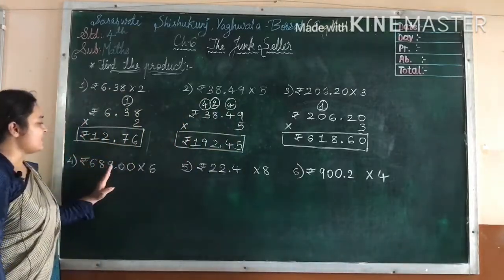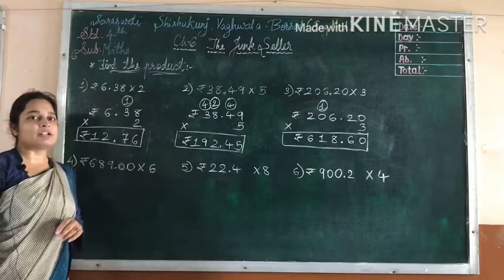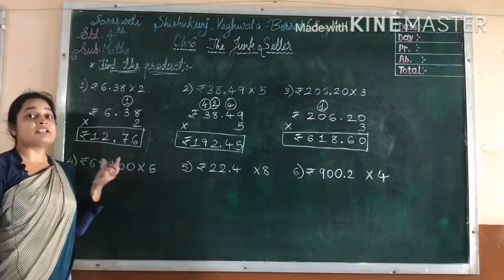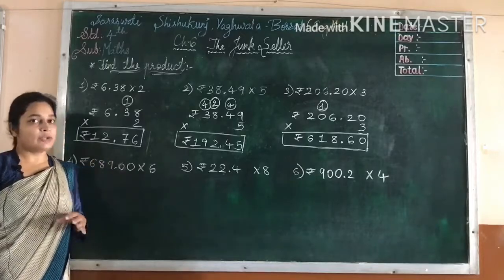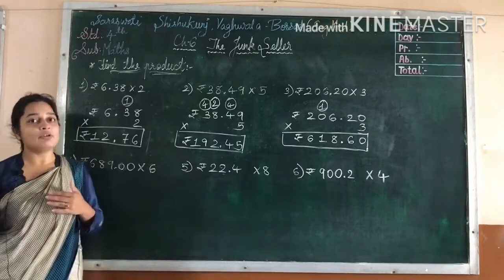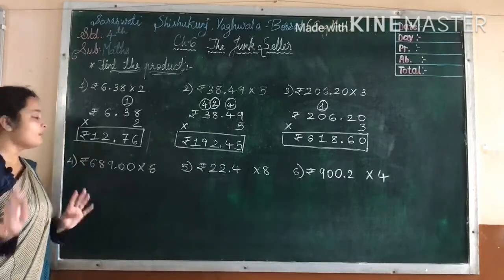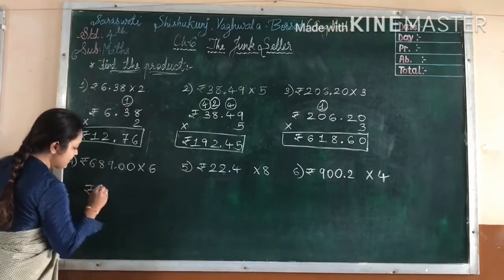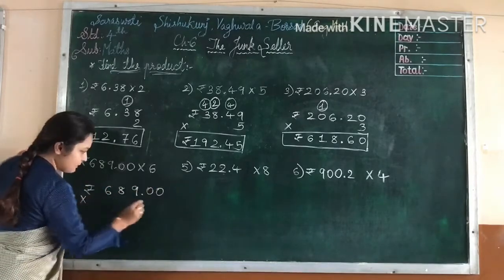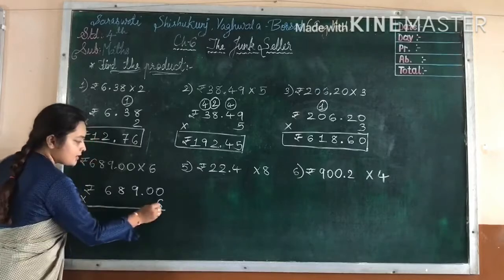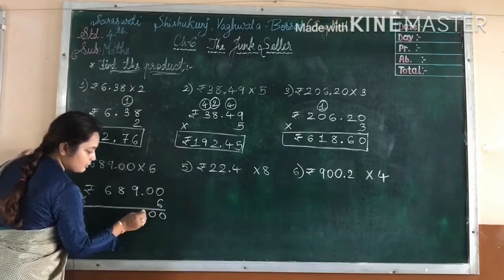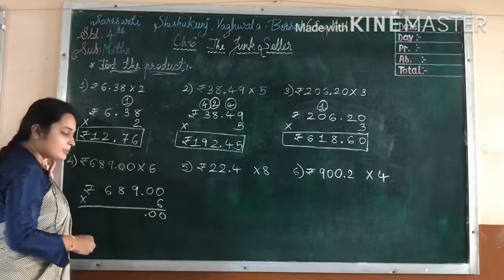Okay, now let's move towards fourth number sum. Rupees 689.00 multiplied by 6. Here after decimal point 00 is given. It means it does not have its value. Okay, if you will see the zeros after decimal point, then it does not have its value. Okay, keep this thing in mind. Rupees 689.00 multiplied by 6. 6 zeros are 0. Again 6 zeros are 0. Decimal point is there, so we will keep here decimal point.